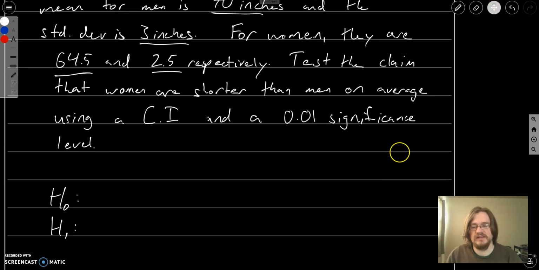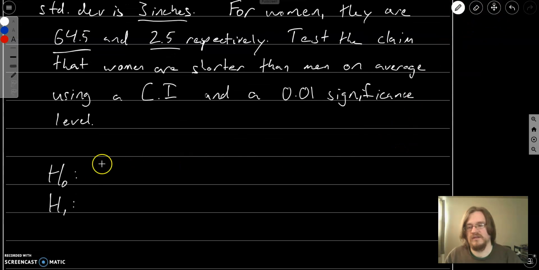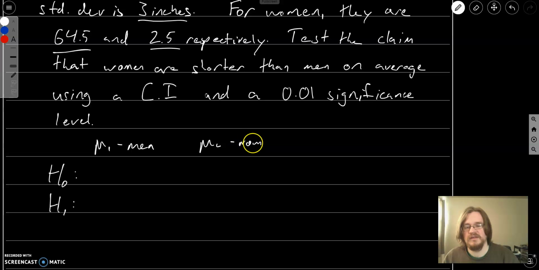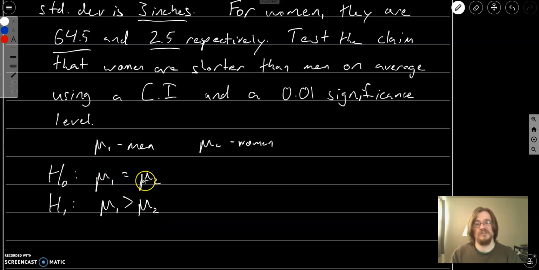So let's write down our null and alternative hypotheses. Let's say that mu1 is going to be the population mean for men, and mu2 will be the population mean for women. What we're testing is whether or not mu1 is going to be greater than mu2, the average height of men is greater than the average height of women, or whether or not they're going to be equal. This is a one-tailed hypothesis test.